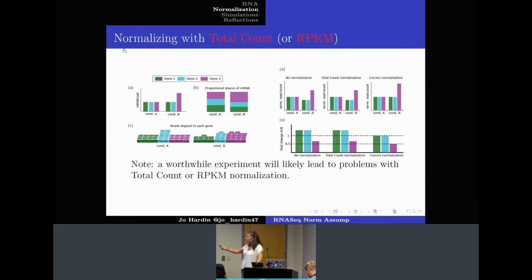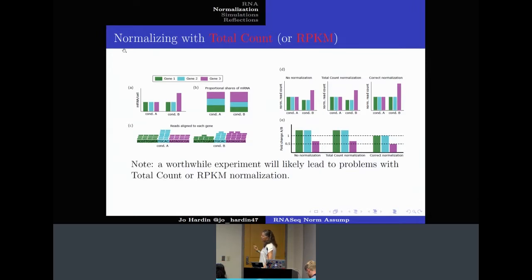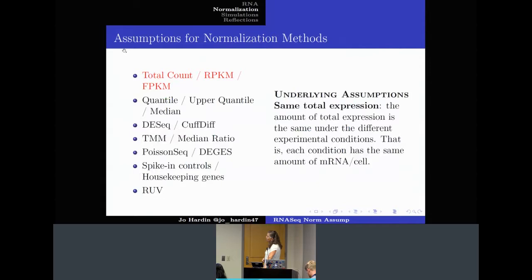So RPKM, 2008 was the reference there. That's the original apples to apples comparison, making sure we're not comparing how long it was in the sequencer. But since then, there have been lots of other efforts to think about different normalization techniques. I'm not going to go through every single one of these. I'm only going to go through 3 classes.